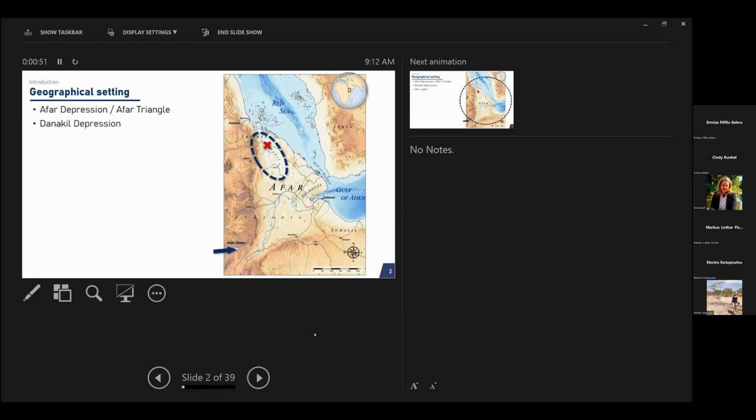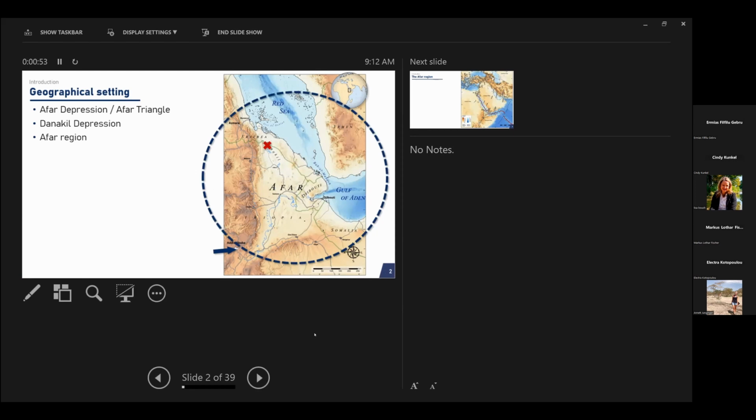And then when I mention the Afar region, I mean the whole region, basically the whole map, and that's the Afar region with a small r. Not to be confused with the Afar Region with a capital R, which is the administrative entity of Ethiopia. But when we discuss big processes, I often use the term Afar region for the whole region, part of the Gulf of Aden and the Southern Red Sea.